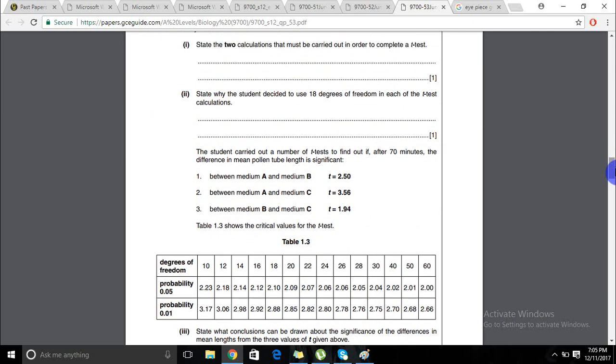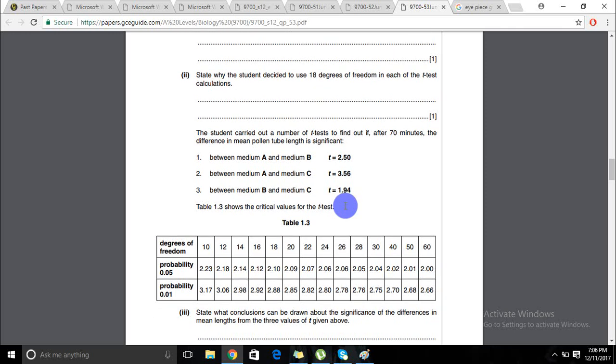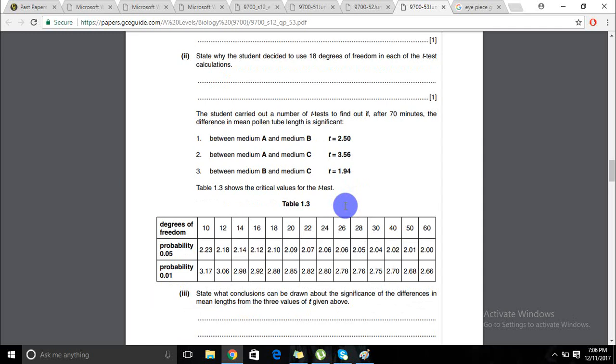And the student carried out a number of t-tests to find out if after 70 minutes the difference in the mean pollen tube length is significant. And the value t is equal to 2.5, t is equal to 3.56, t is equal to 1.94, and the critical values are shown. And the degree of freedom which we should be using ought to be 18.